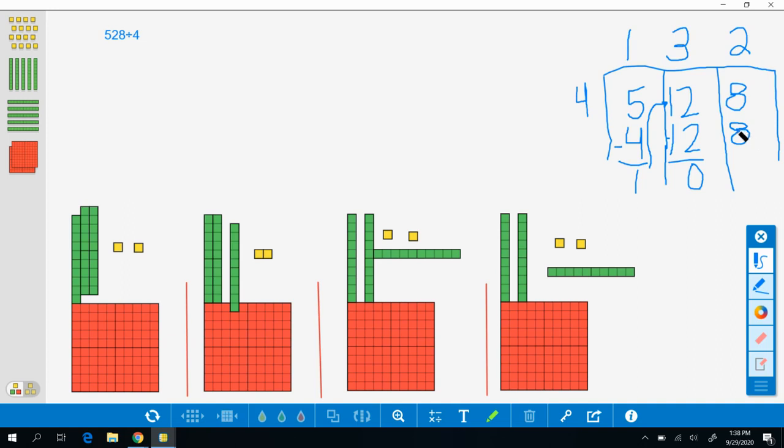8 ones minus 8 ones is 0 ones. And just to confirm that, let's look over here. Do you see any ones left? I don't. So our answer to 528 divided by 4 is 132.